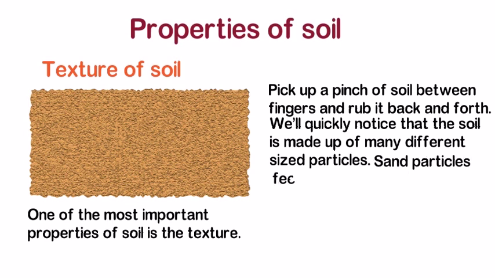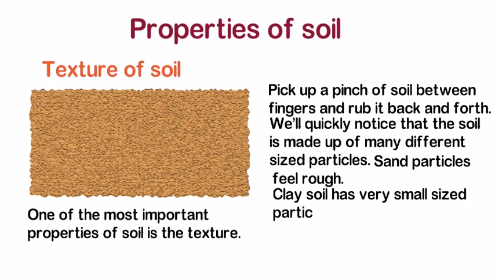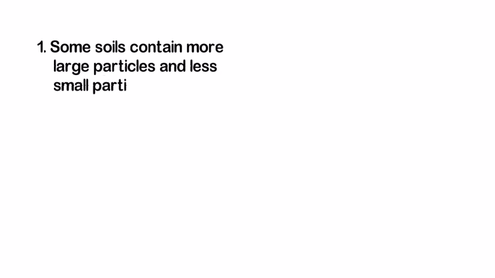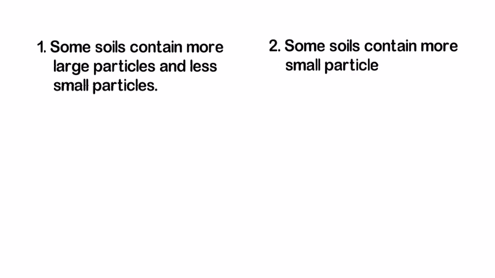Sand particles feel rough. Clay soil has very small sized particles, while silt has in-between size of particles. Some soils contain more large particles and less small particles. Some soils contain more small particles and less large size particles.